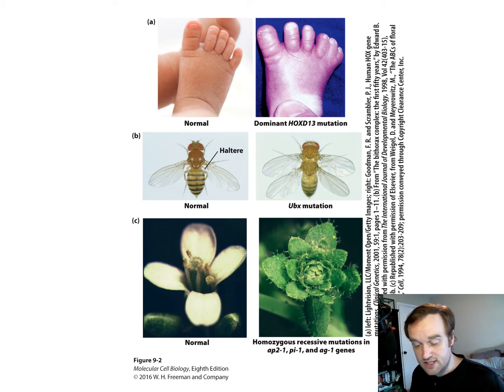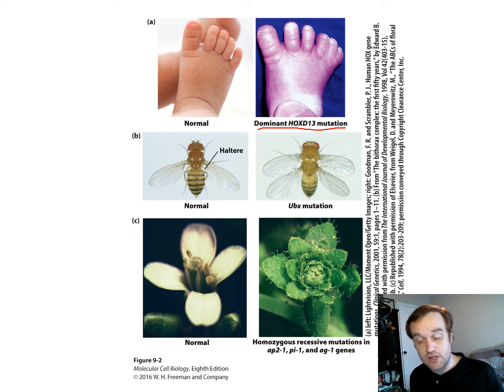So here we have an example of the human HOXD13 dominant mutation. Let me indicate it right there. And this leads to polydactyly in humans where, in this case, an infant has an extra digit on the foot.